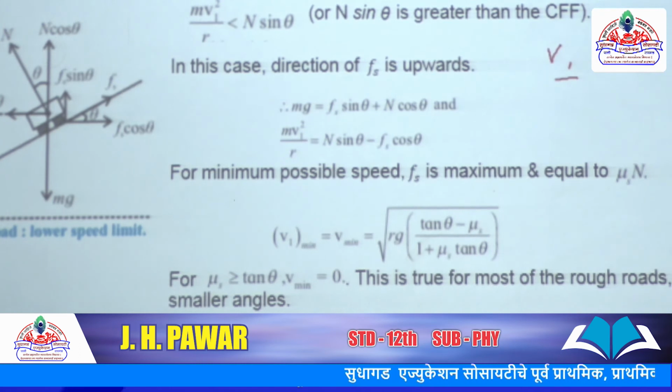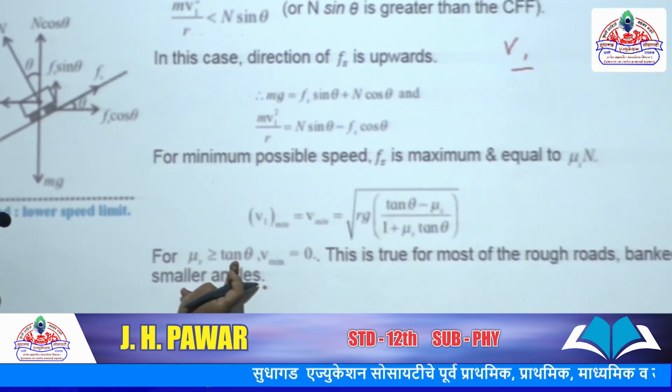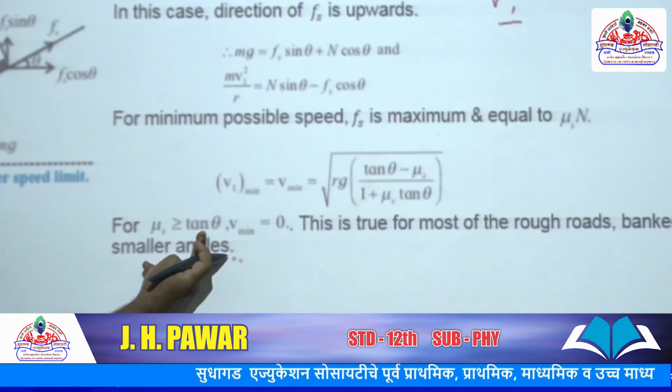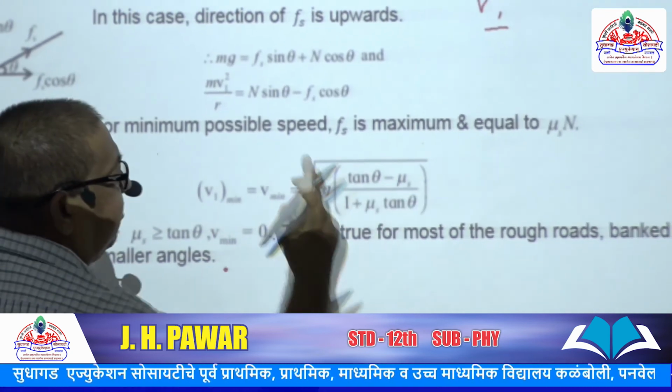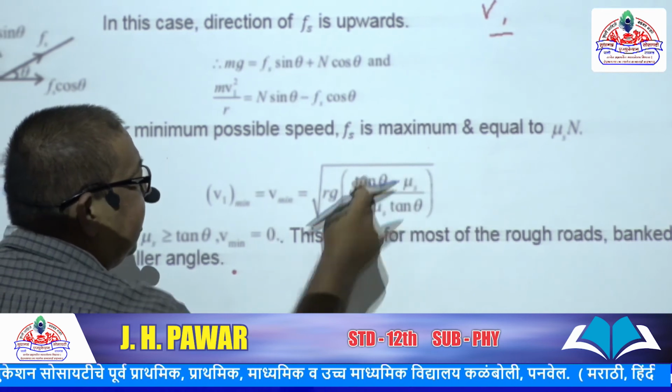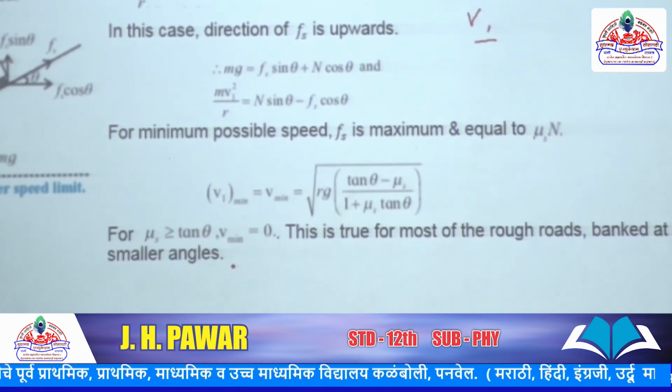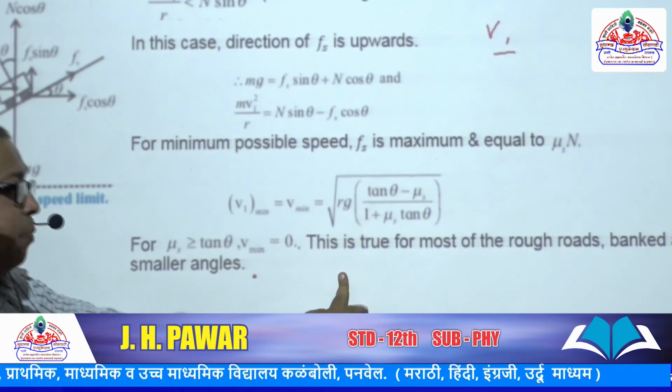Mu s is greater than or equal to tan theta. Then V minimum is 0. Mu s equal to tan theta, say. Then tan theta minus tan theta is 0. Then minimum speed is 0. This is true for most of the rough roads.